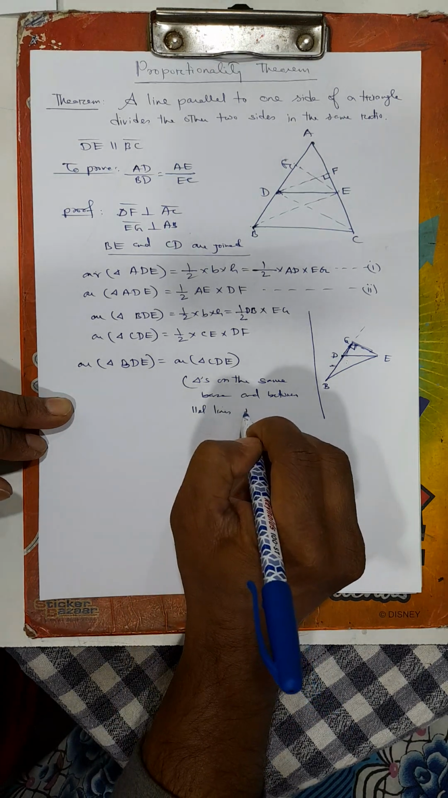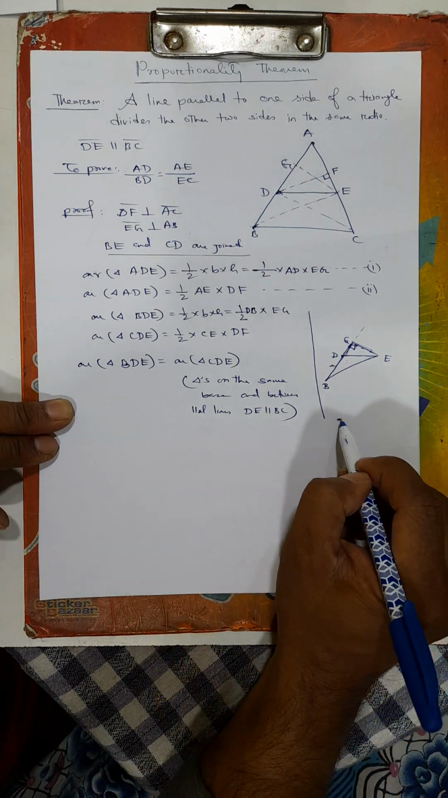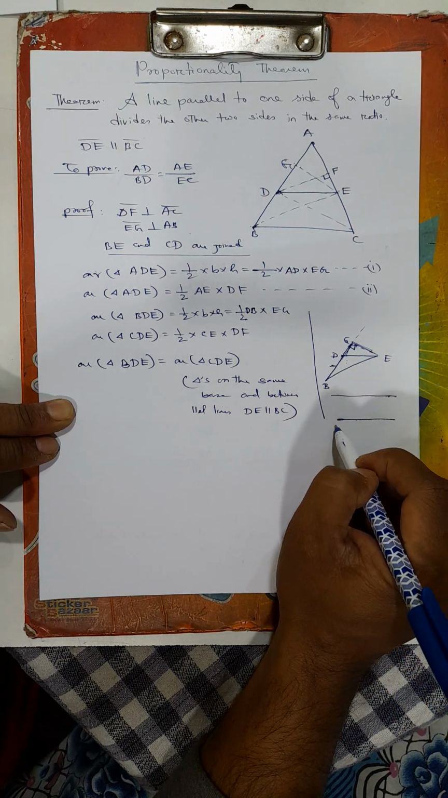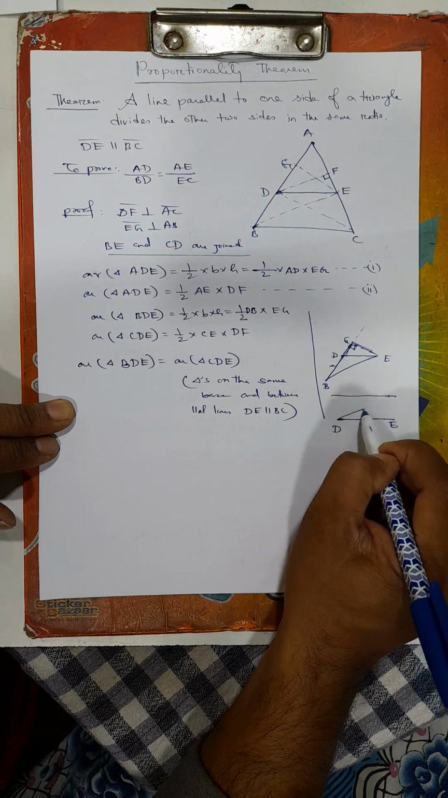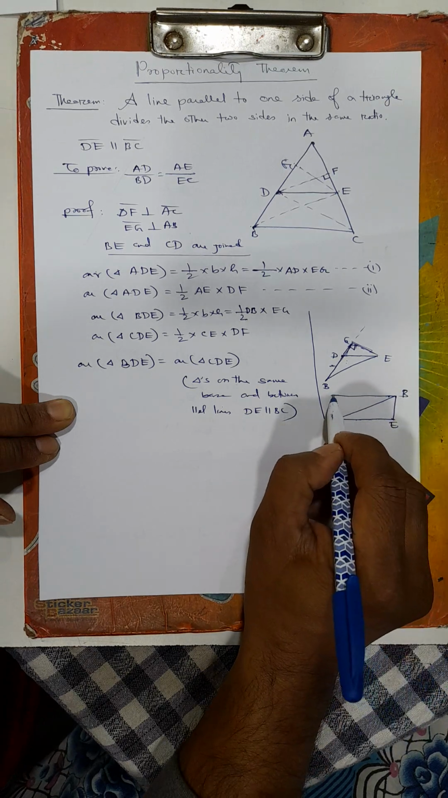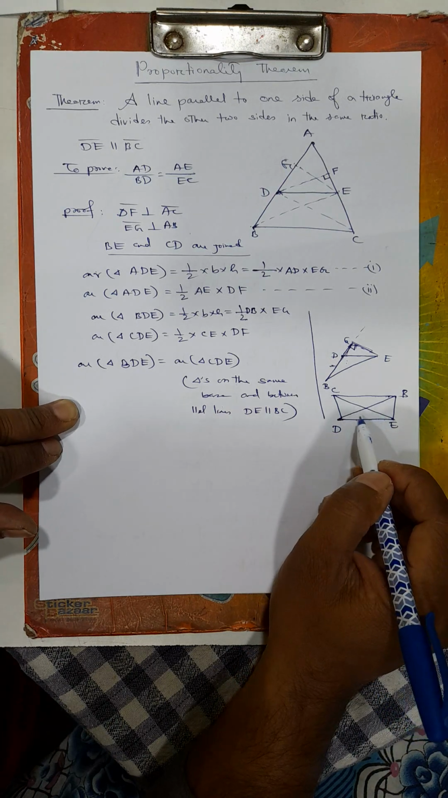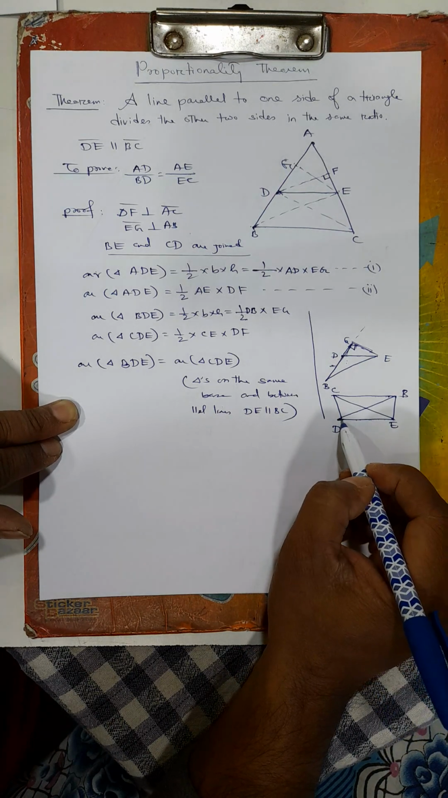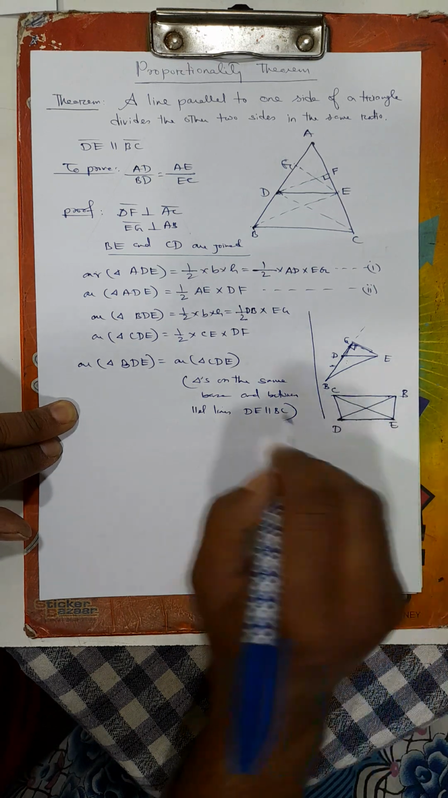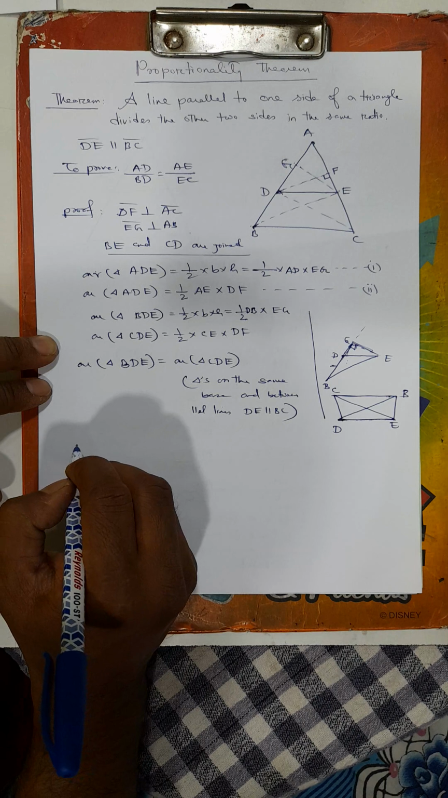What are the parallel lines? DE parallel to BC. So triangles in between two parallel lines and on the same base must have equal area. So this is triangle BDE, and this is triangle CDE. So CDE and BDE are on the same base DE, and in between parallel lines DE parallel to BC. So their areas are equal.